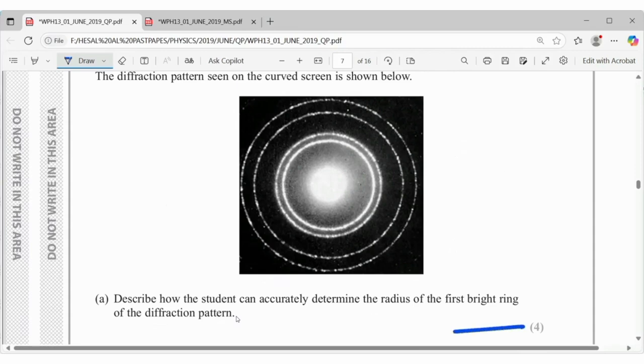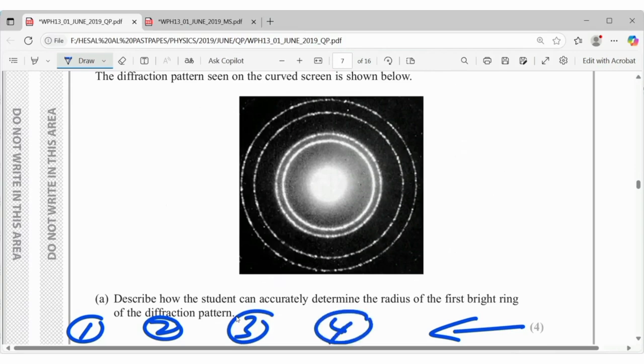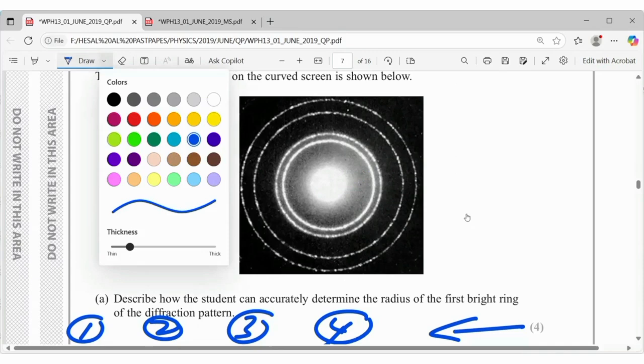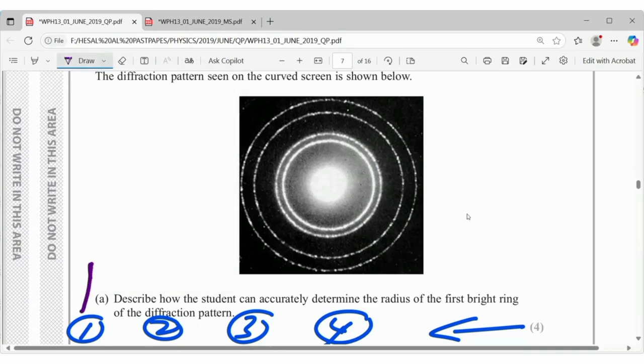Now, we have to give the answer with 4 main points. We'll try to understand what this is, how we measure, and why we measure. Here you can see the dark spot we normally call the central maximum. Our first ring appears here. This is the first ring. We have to find the diameter of it, so we need to choose a suitable device. For the first point, you can point out the device you are going to choose. Here I am selecting a vernier caliper.